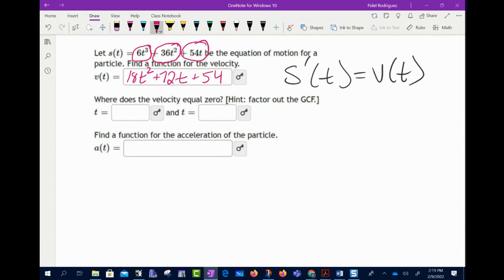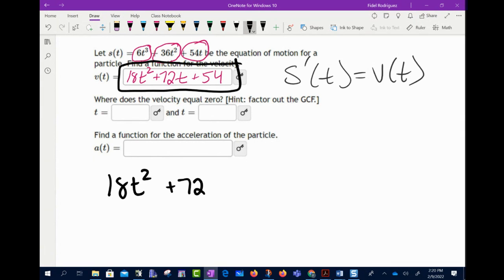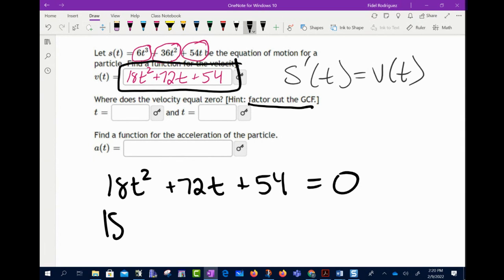Okay. Now, look at the second part of the question. The second part of the question says, when does the velocity equal 0? So what we're going to do is take this equation that we just came up with, and set it equal to 0. And they were nice enough to give me a hint. They said, can we factor out the greatest common factor? 9 looks like it's going to be the greatest common factor. Actually, 18. Couldn't we take out an 18?